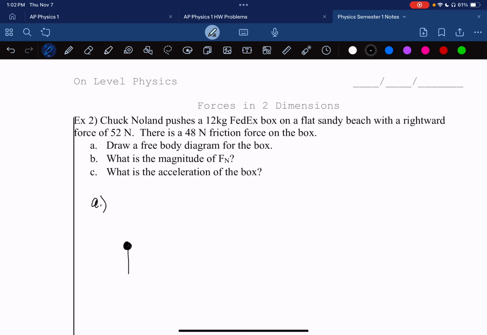So we'll put gravitational force, mg, we'll put normal force from the beach. We have a rightward, let's call it F1, pushing force, and friction is on the box. Friction will oppose the direction in which it's slipping, so we'll put some friction this way.